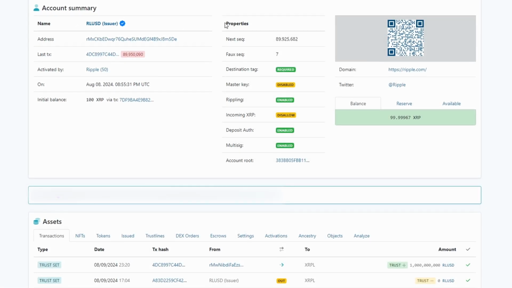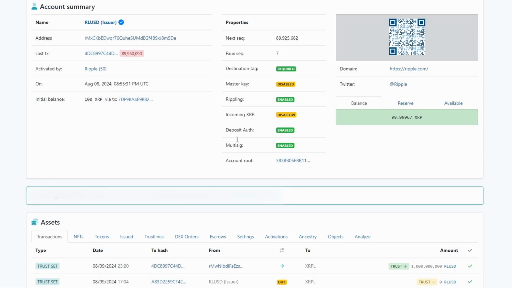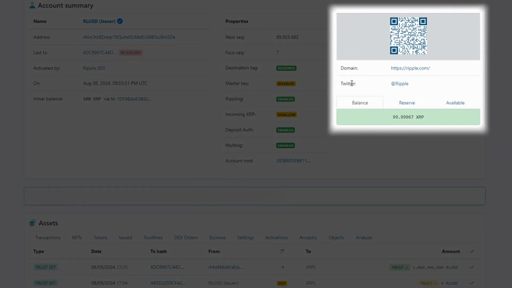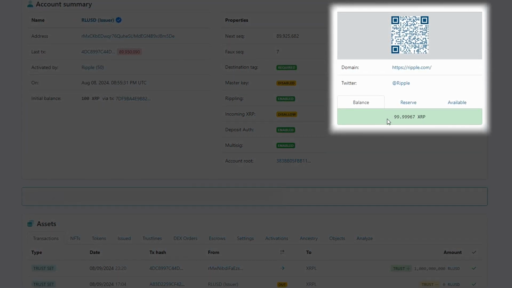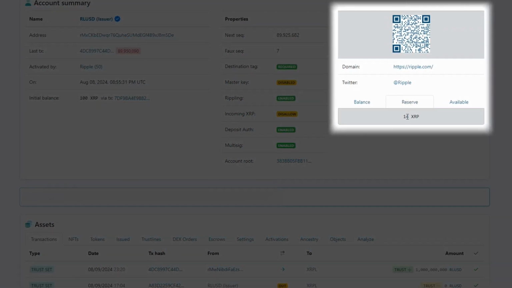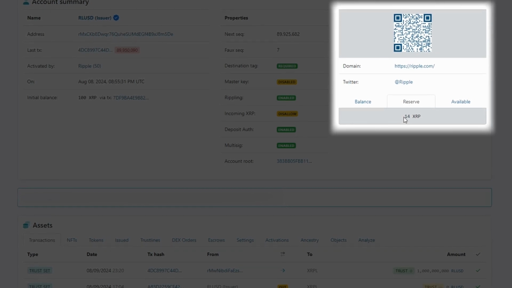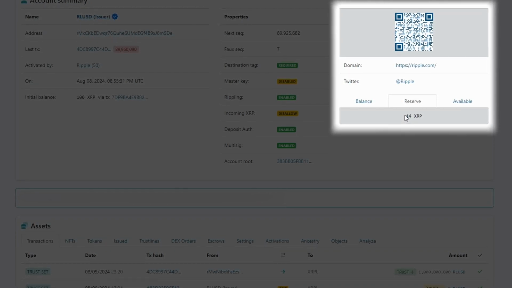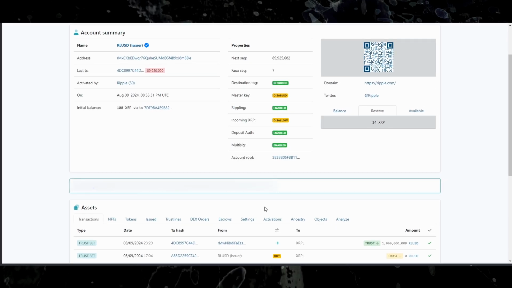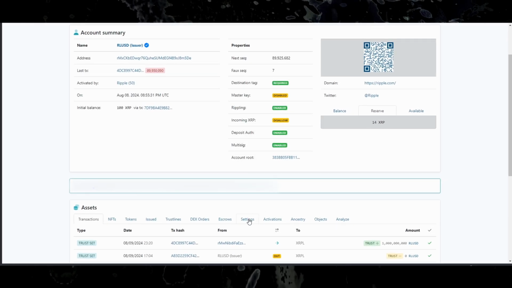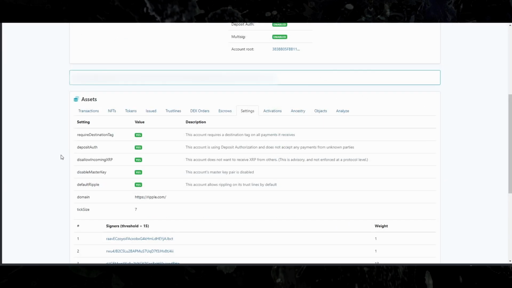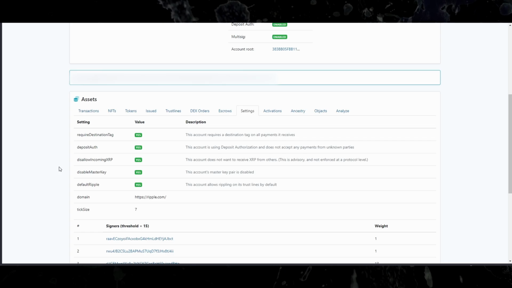Now on xrpscan.com, if we look at the issuing account, the Ripple USD issuing account, we can see the address and we can see the properties again. We can see the domain on the right side and their Twitter handle and all the balance with their reserves. As you know, 10 XRP are for the base reserve and 2 XRP held per object for the owner reserve. If we scroll down to settings, we can click on settings and see the settings once again and the summary.